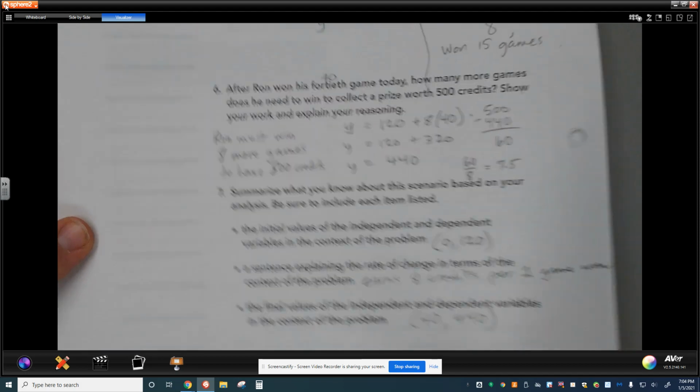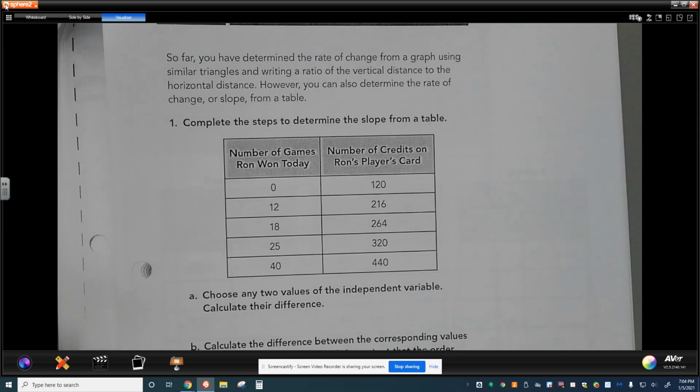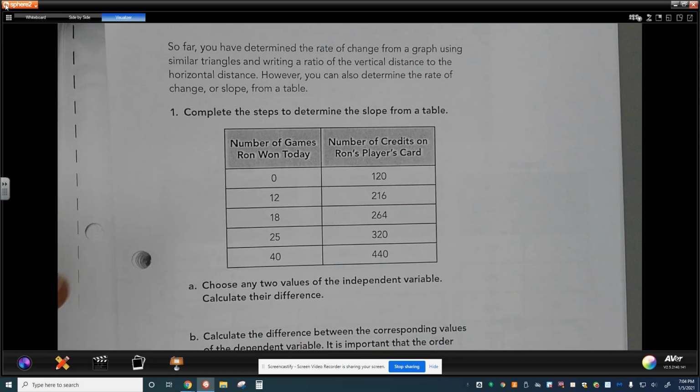Quick bit of information. Now let's flip that and let's look at the table. So far, we've found all this information from a graph, and we've talked about writing a ratio of vertical to horizontal distances. However, you can also determine the same slope from the table.